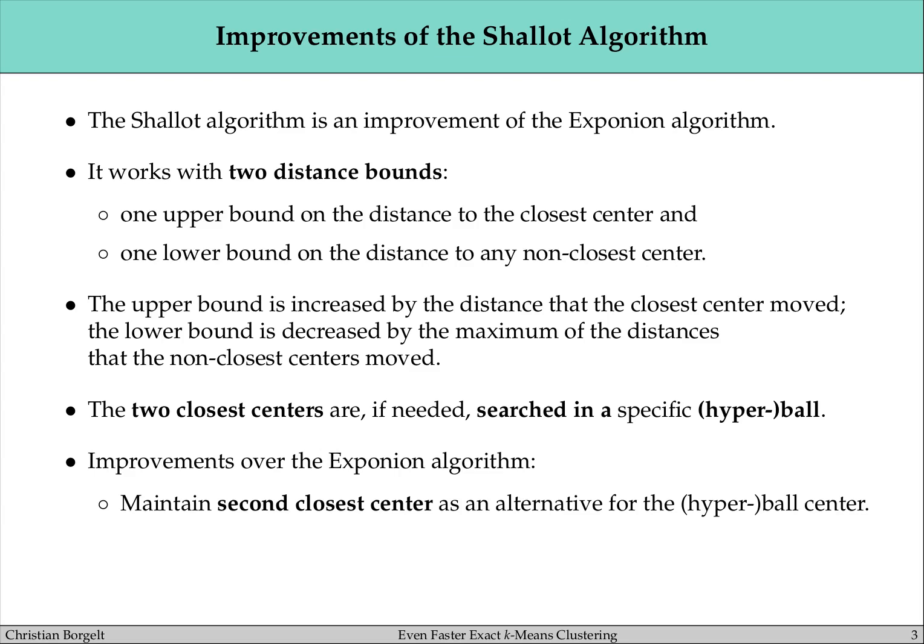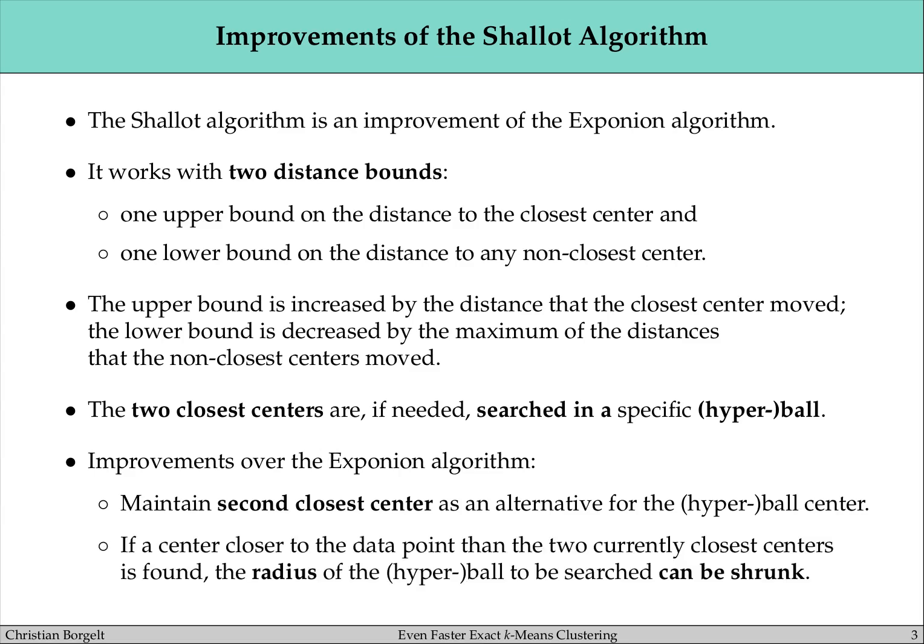If this is the case, it provides a better center for the hyperball to be searched, and at the same time a smaller radius. The second improvement results from the insight that whenever the search encounters a center that is closer than the centers currently assumed to be the two closest, the radius of the hyperball can be shrunk, thus potentially reducing the number of centers that have to be considered.